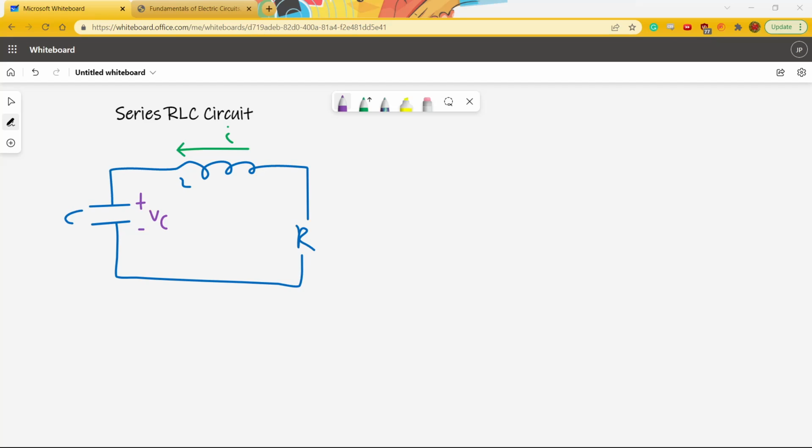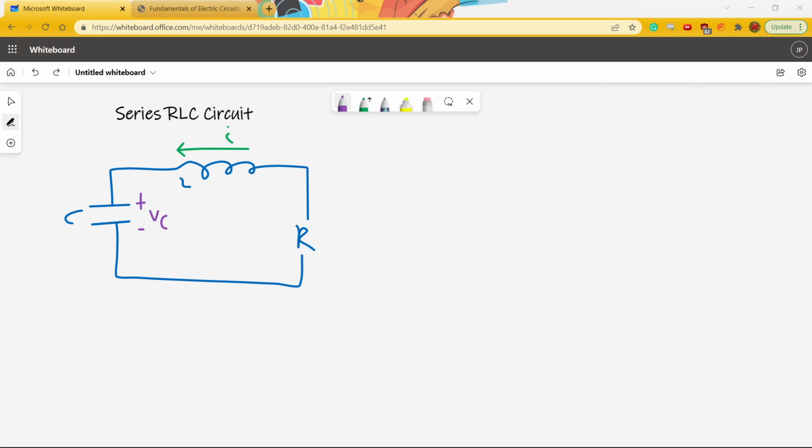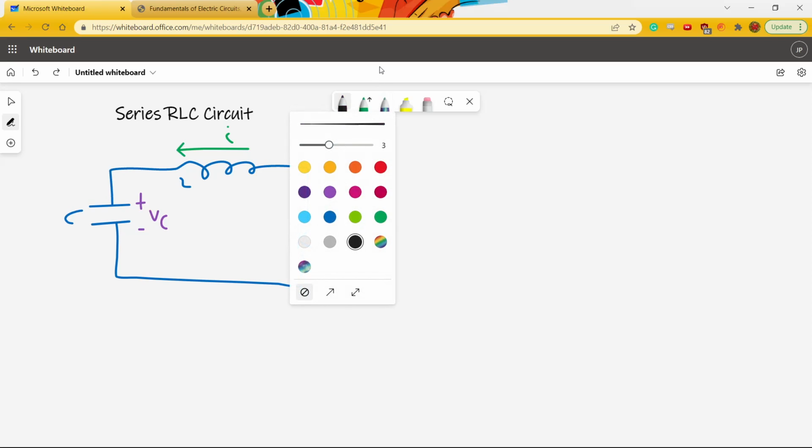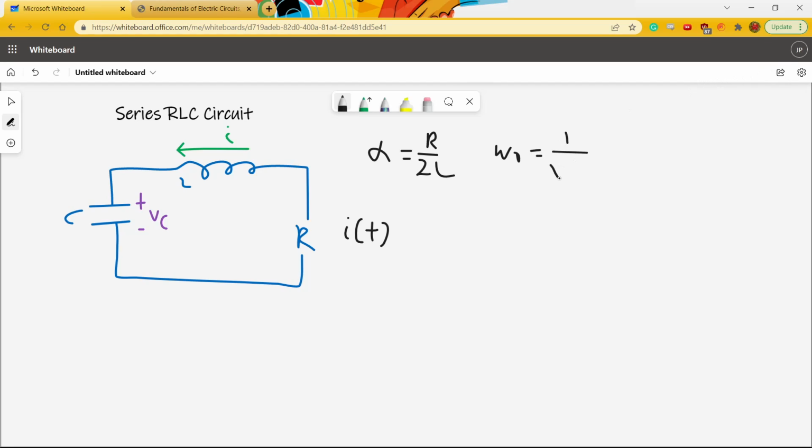Once you have the conventions in place, it's time to determine the equation that you can use to handle a series RLC circuit. In a series RLC circuit, you can instantly determine an equation for I of t, and by instantly I mean sort of instantly. You need to know alpha and omega naught. Alpha is equal to R over 2L for an RLC circuit. Omega naught equals 1 over the square root of LC for an RLC circuit.